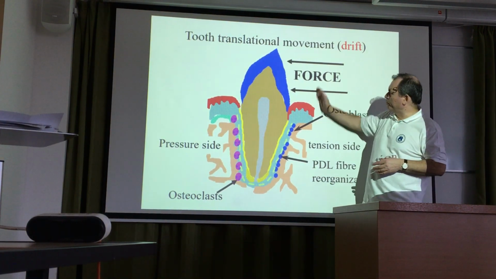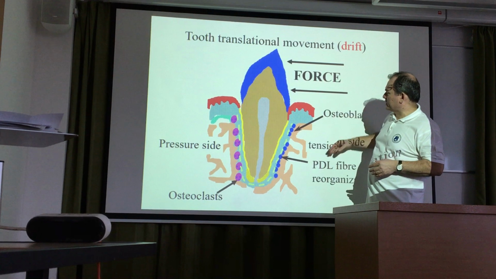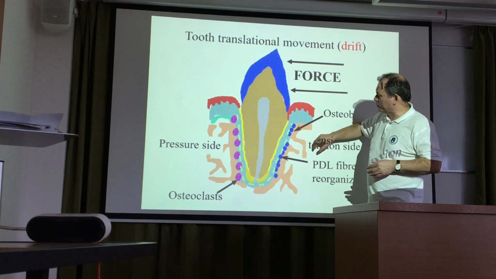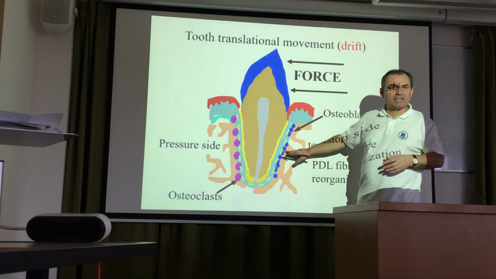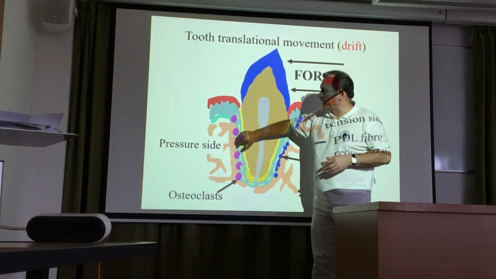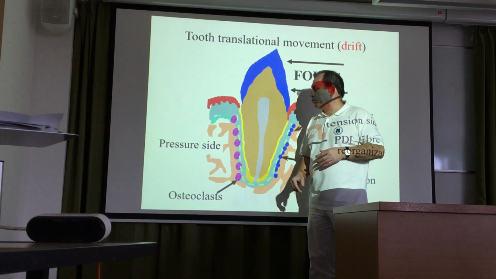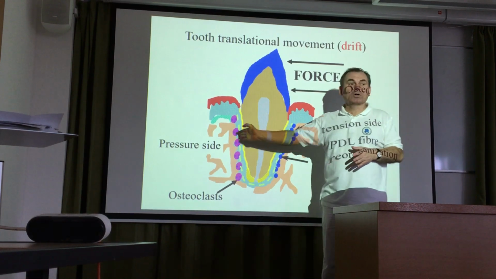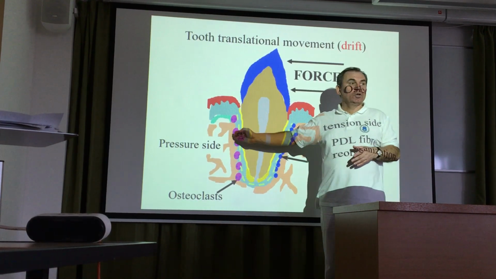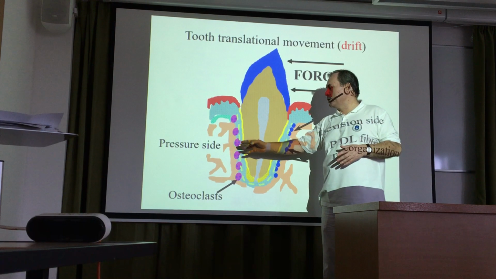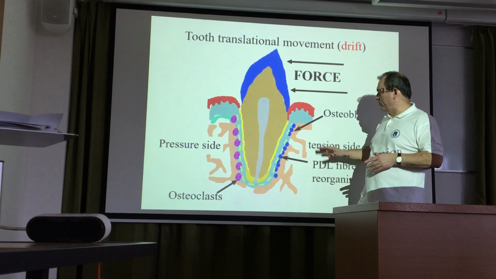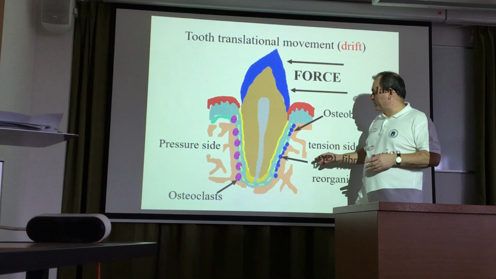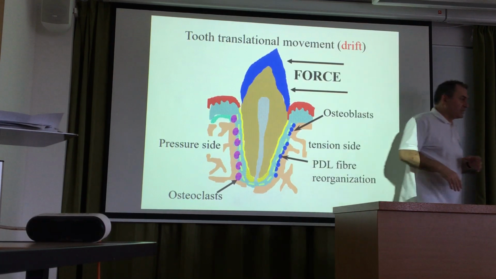And again, on the force side, you will find the tension zone with osteoblastic activity, and on the other side, you will see the pressure side with osteoclastic activity and bone removal. Bone removal can be seen on the pressure side and bone apposition with osteoblastic function on the tension side.